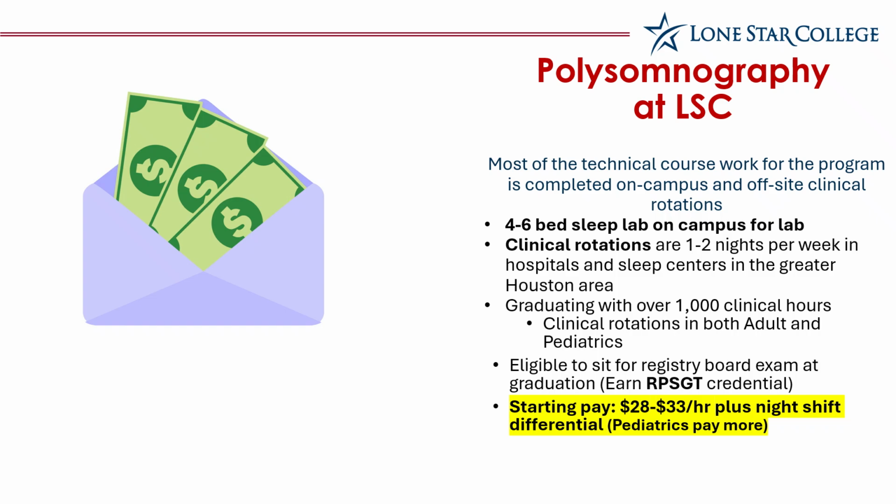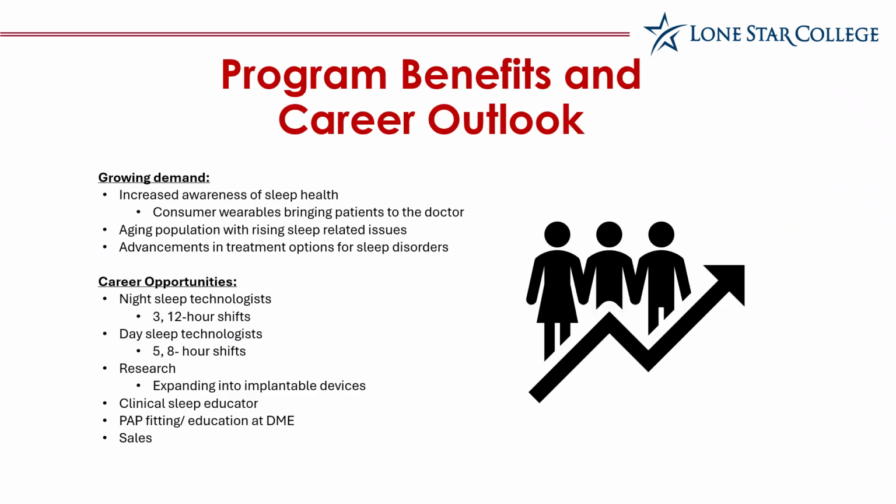Our credential is pretty unique in that it is accepted worldwide, so you really could go work anywhere with that RPSGT credential. Starting pay that we're seeing in our area is anywhere from about $28 to $33 an hour, and then hospitals have that night shift differential because you're working at night, and our pediatric hospitals tend to pay more because those patients usually are a little bit sicker and need a little bit more attention to detail, so they pay a little bit more.